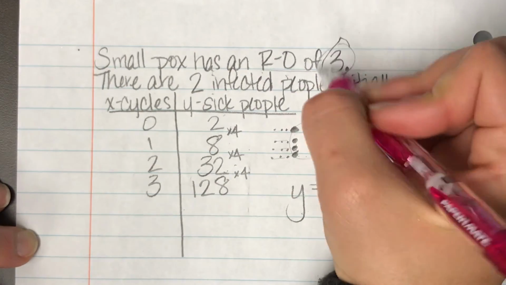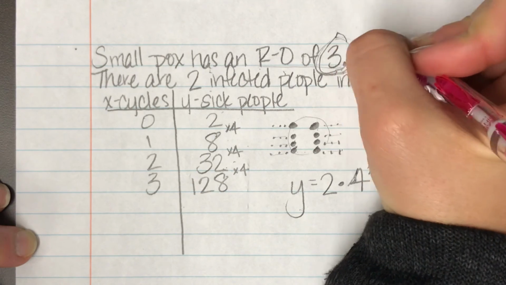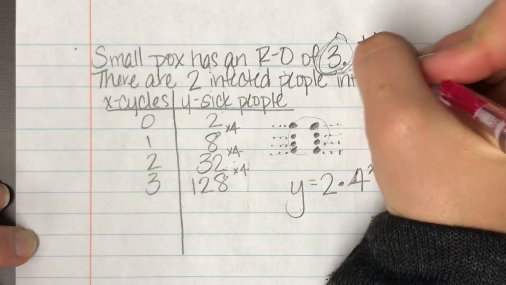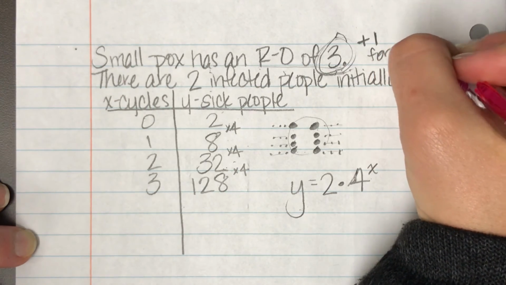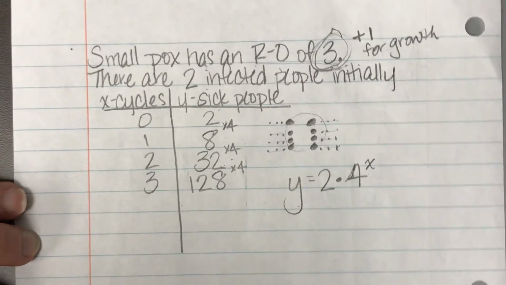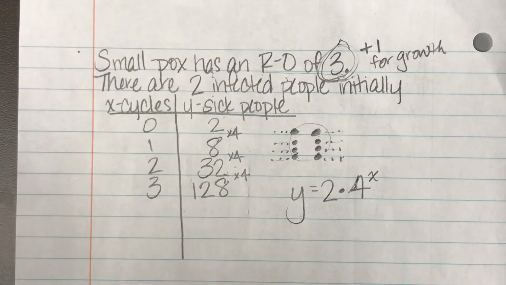So here's the catch. With R0, the shortcut is you always have to add 1 for the growth rate. All right? You can't just use the R0 as it is. You add 1 for the 1 original person you had sick. All right? Okay, so that's kind of how to write them from word problems.